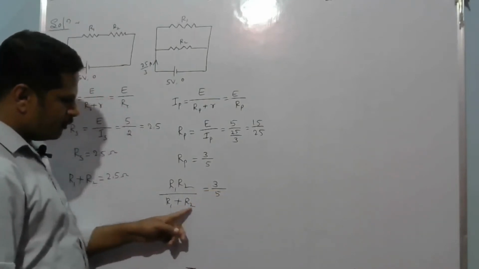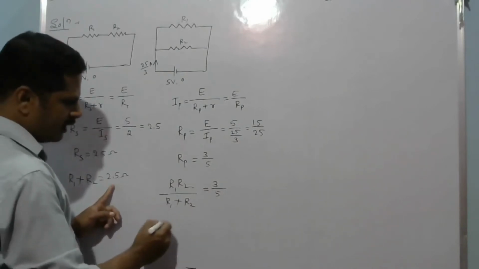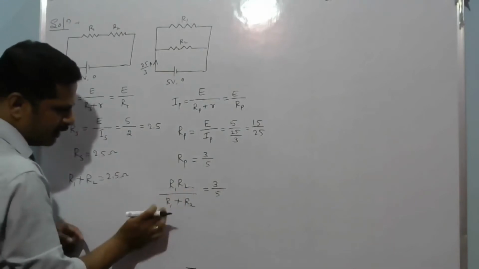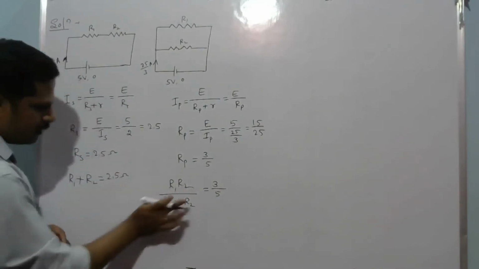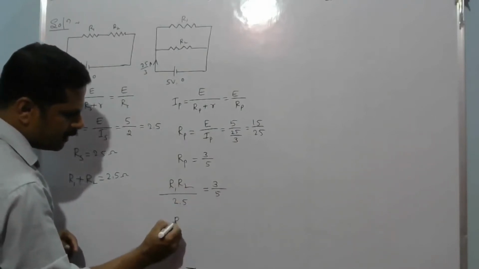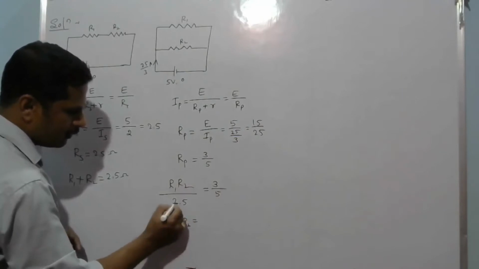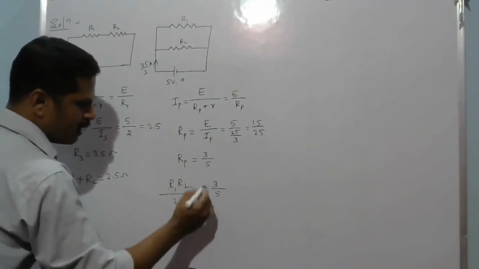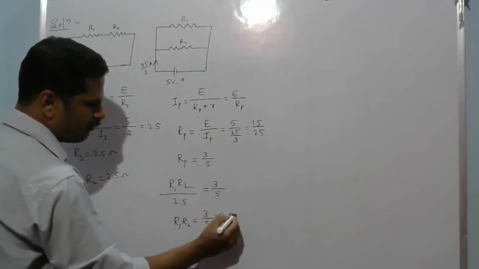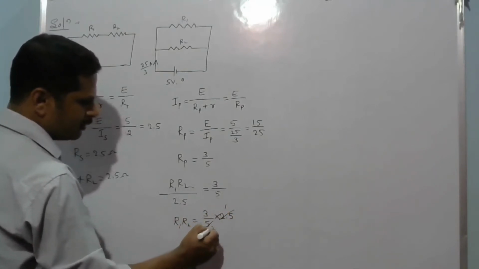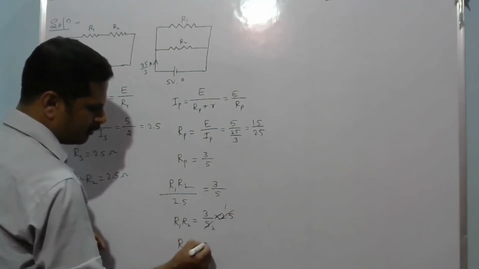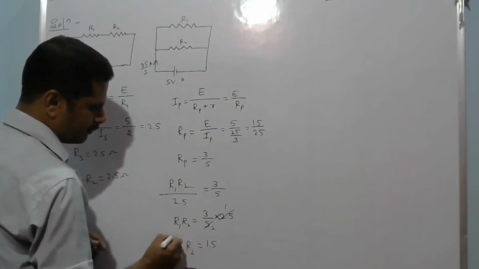Just now we have seen R1 plus R2 is equal to 2.5. Let me write here R1 plus R2 equals 2.5. When you write this, what would happen? In place of R1 plus R2, I could write 2.5. So on simplifying this, we will get R1 R2 is equal to 3 divided by 5 into 2.5. 2.5 one time, 2.5 two times, and 3 by 2. 3 by 2 is nothing but 1.5. This is R1 R2.